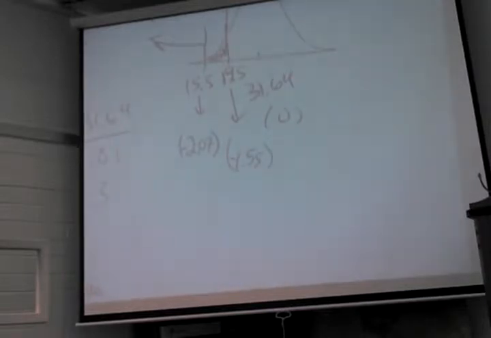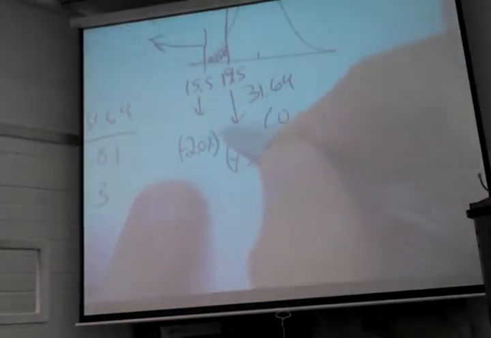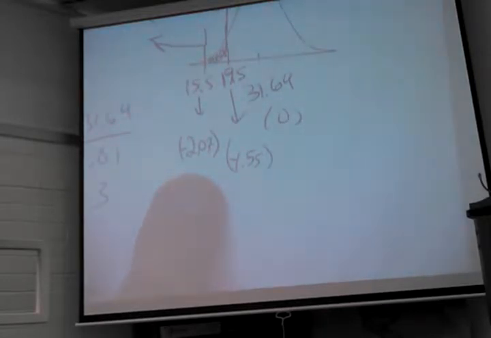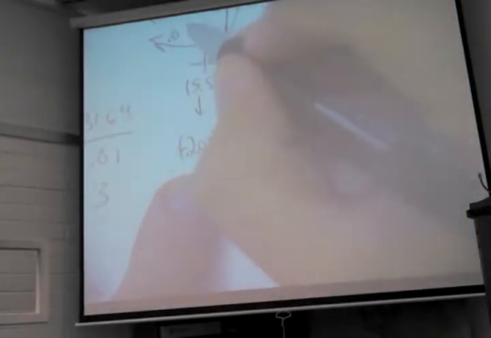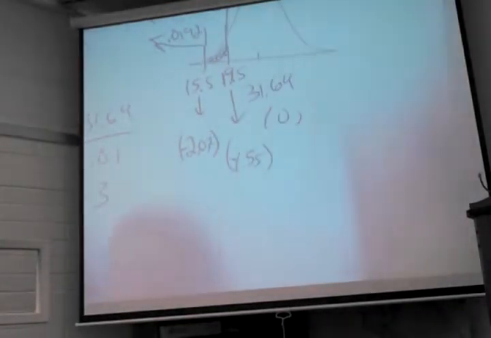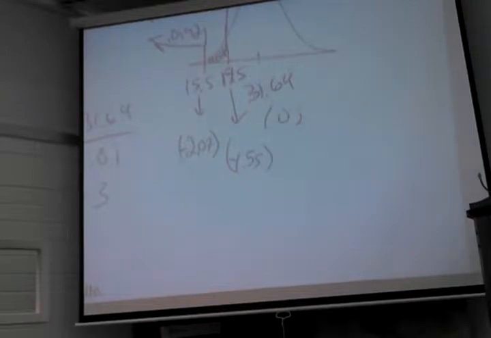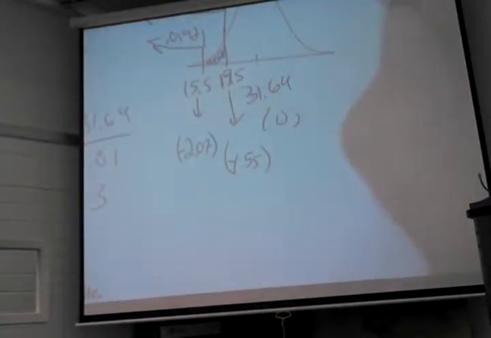So when you look up negative 1.55, what do you get? 0.0606. So that's this one, 0.0606. And then when you look up negative 2.07, 0.0192. Cool. And then when you subtract those, 0.0414, yep. So when you subtract those, you get 0.0414. Which means, yes.